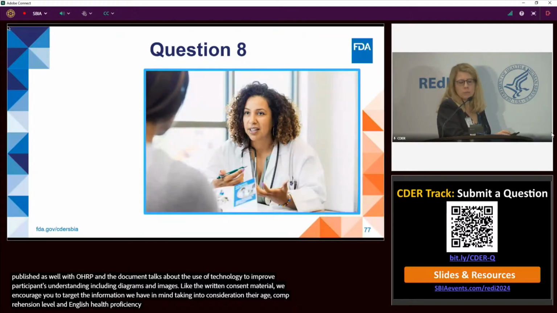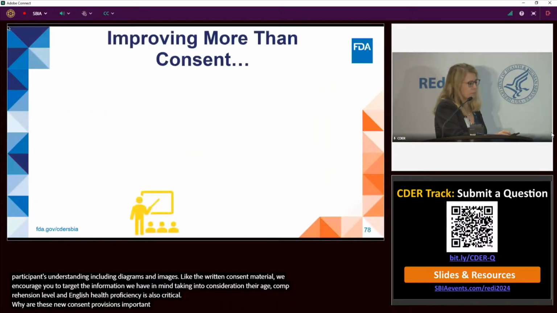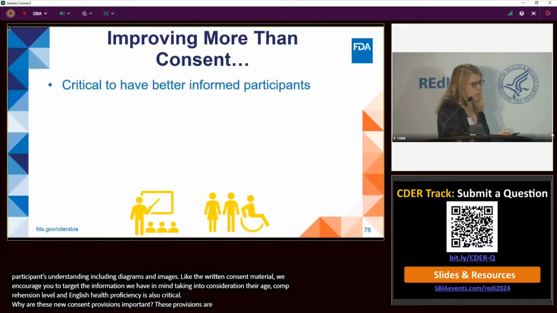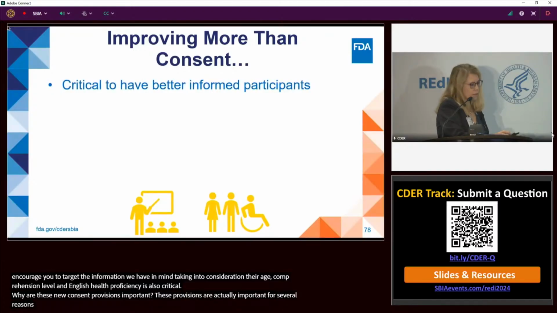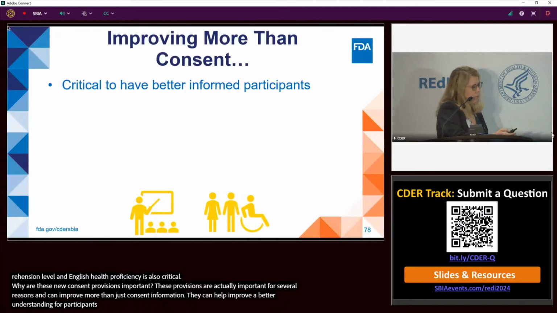Why are these new consent provisions important? These provisions are actually important for several reasons, and they can improve more than just the consent information. They can help improve better understanding for the participants. That is really the bottom line. That's critical for what we're doing here.